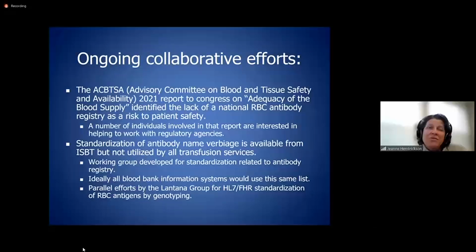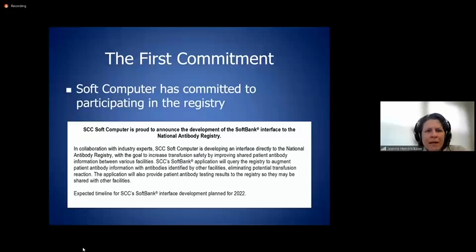We're proposing to use ISBT antibody names in addition to probably 10 other names of things that hospitals currently use, although again, there's variation from hospital to hospital. We have one blood bank vendor, Soft Computer, that has verbally and in writing committed to participate in our registry. And they're actively trying to update their software to be able to exchange data through the registry.